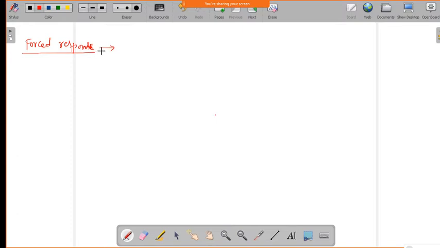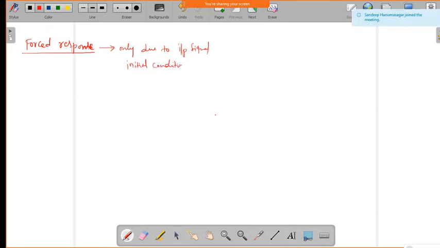The response of the system due to only the input signal, right? With initial conditions being 0. Okay, so now we'll find the forced response by using the unilateral Z transform.